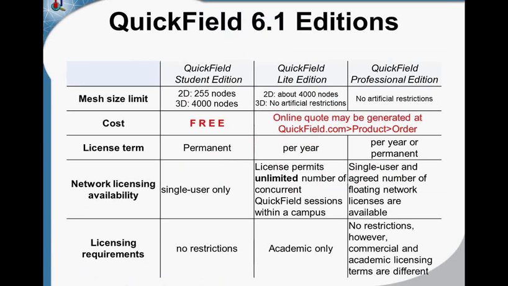QuickField 6.1, as usual, is available in several editions. Student edition has a limited number of planar and limited number of three-dimensional nodes, but it is free. It may be used by anybody for any types of application, as long as you are fine with our mesh limitations. Light edition is a site license with some limits on planar mesh node number and no artificial restrictions on 3D mesh node number, and it is available for academic organizations, for universities, as a site license, helping students to study a variety of electrical and physical classes. And professional edition has no artificial mesh limits for 2D or 3D simulations.